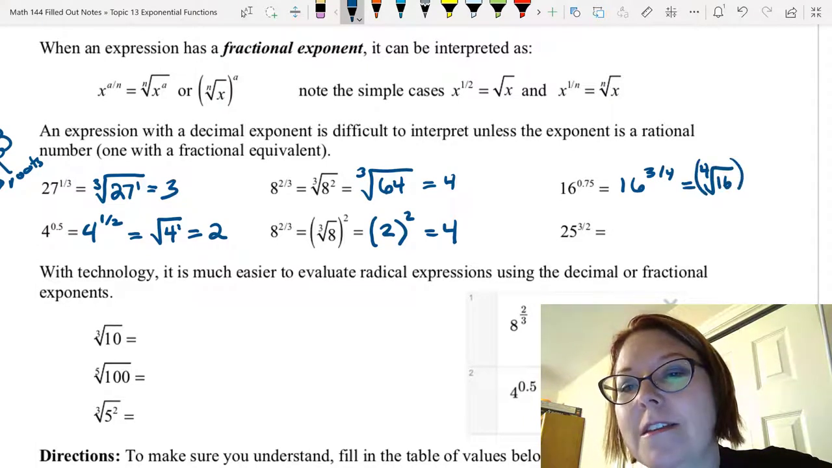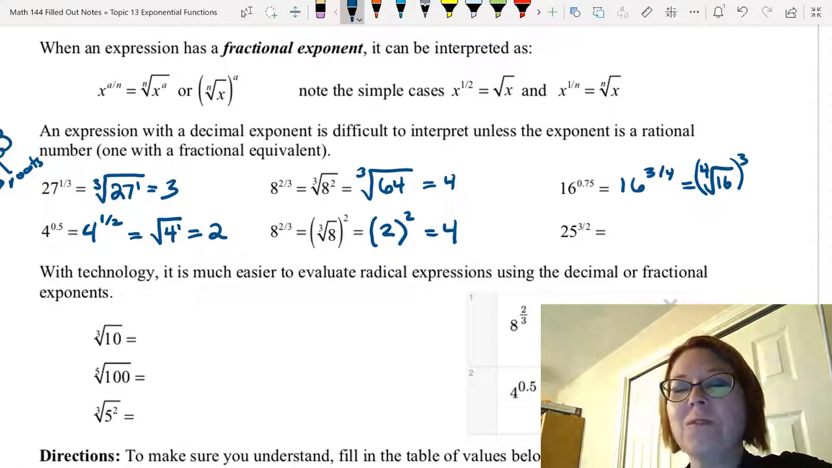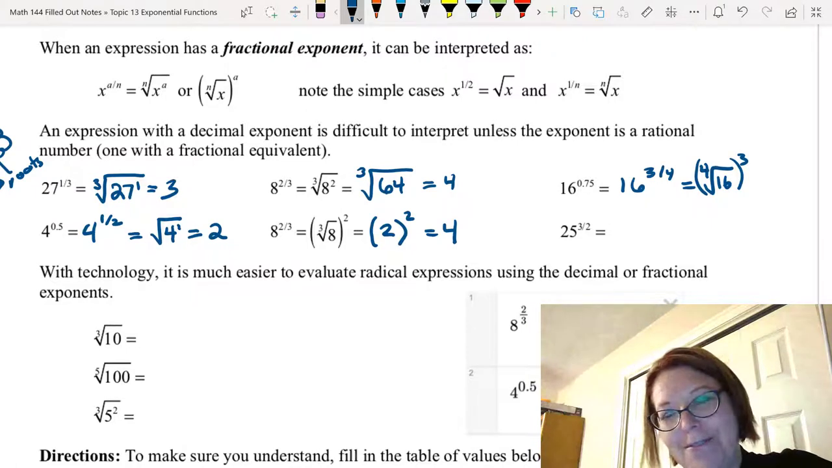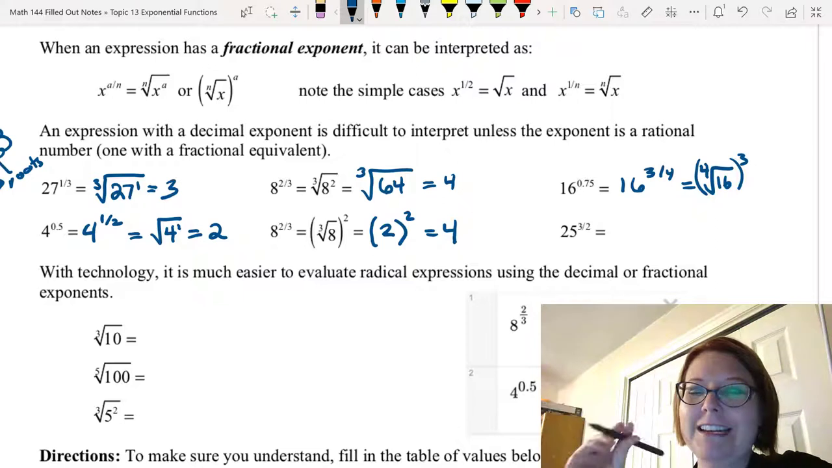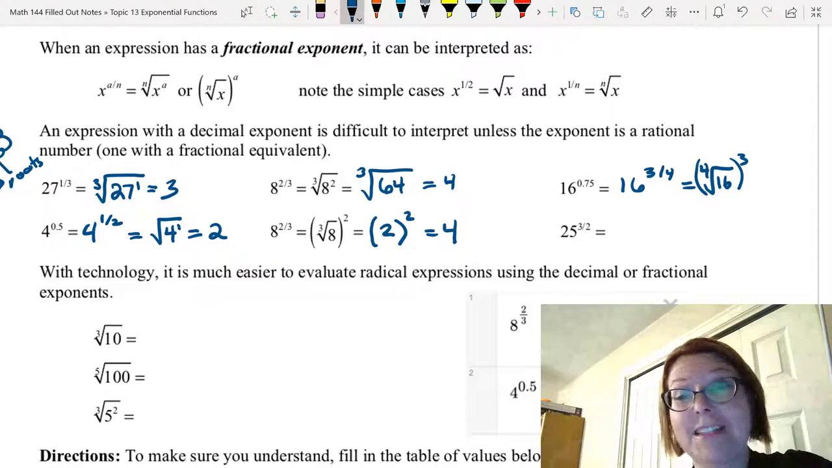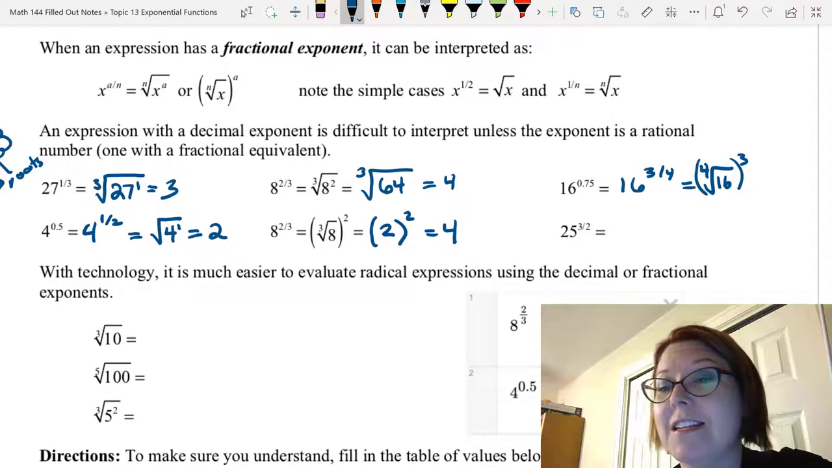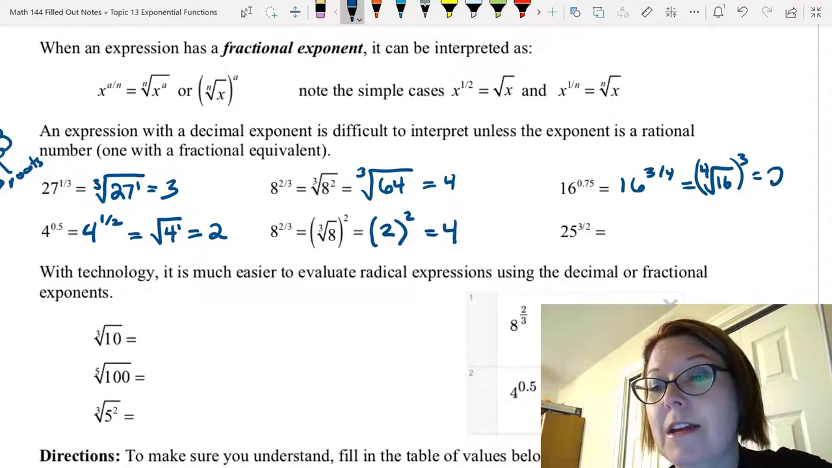And let's do the 3rd power on the outside. You'll find it's easier to do the roots first and then the powers, simply because you'll take the number down in size before you bring it back up in size. So the 4th root of 16 is 2. And so now we have 2 to the 3rd power, and that is 8.